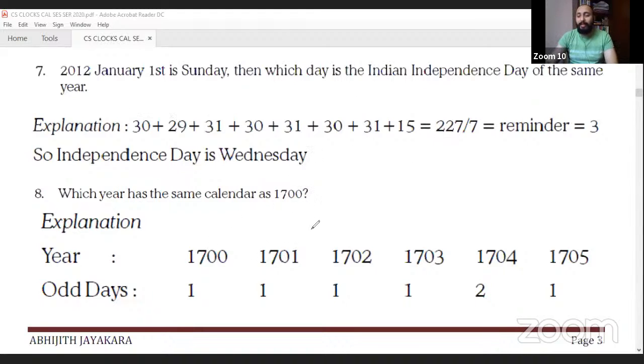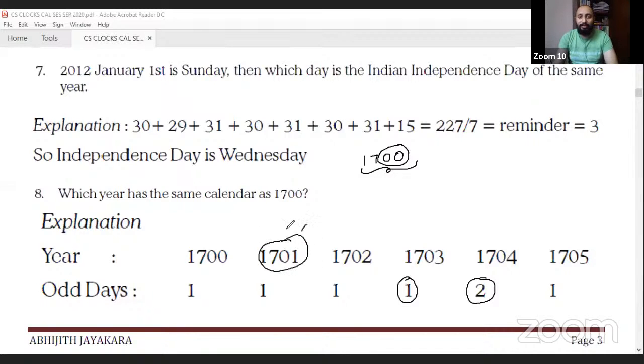So again, how to check whether a year is a leap year or not? See here, if it is a leap year, the extra odd days will be 2, and if it is not a leap year, it will be 1. So you have to divide by 4. When you are dividing by 4, and the last two digits should not be 00, so it should not be divisible by 100. If it is divisible by 100, then it is a different case.